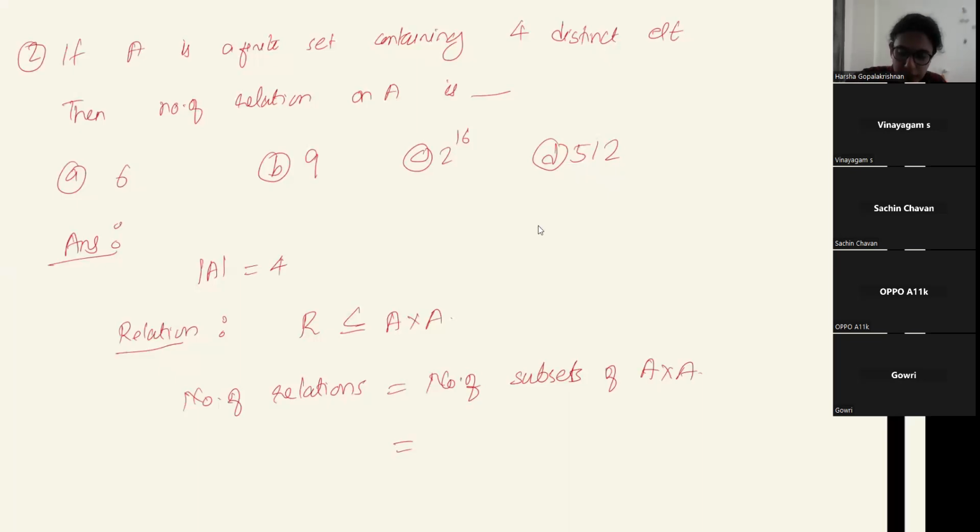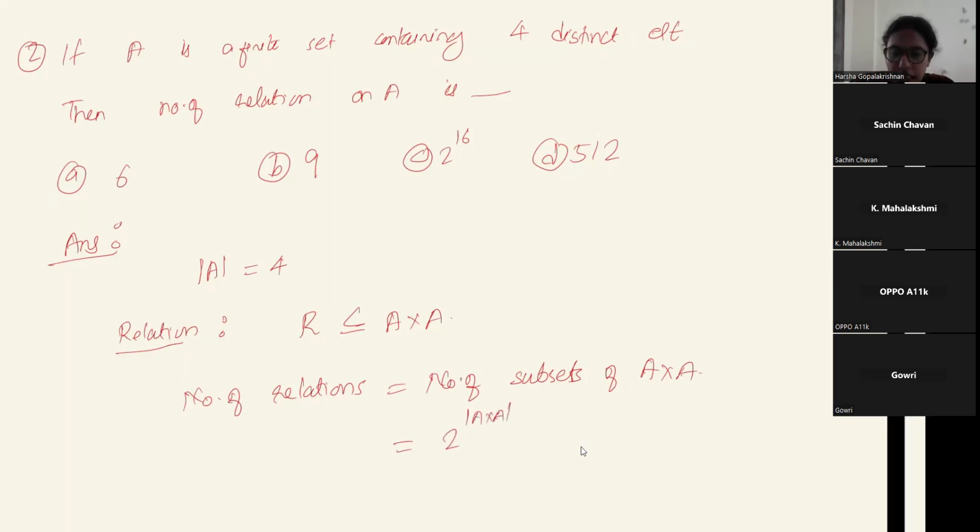Okay, here what we are having is the number of subsets of A cross A. So the number of subsets of A cross A is given by 2 power 16, right? It is 2 power the cardinality of A cross A.